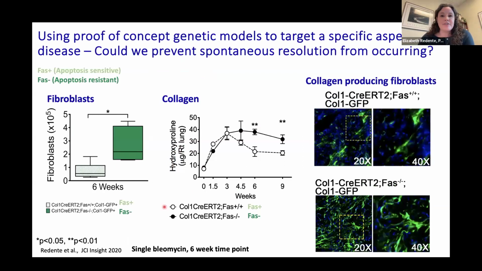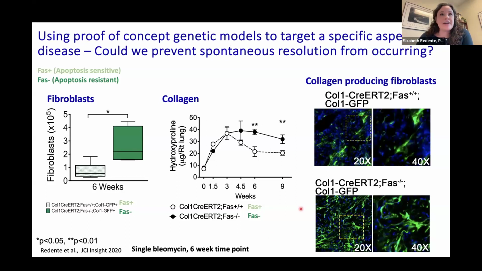In our laboratory, we've used genetics a little bit different way. We've asked proof of concept questions, using genetic models to target a very specific aspect of disease. So we have a genetic model where we can delete FAS, specifically in collagen-producing fibroblasts. This prevents the fibroblasts from undergoing extrinsic apoptosis. So we can keep this population alive, and we wanted to understand if we could prevent spontaneous resolution from occurring.